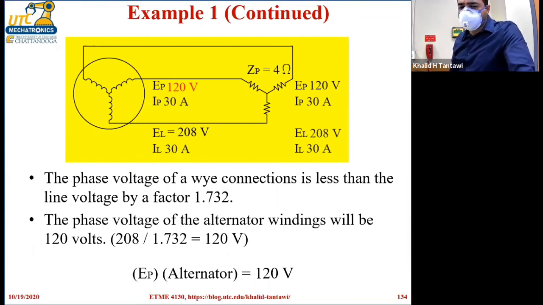Okay, let's take another example. Any questions so far? The power then would be 120 times 30 times 3. Exactly. Yeah. Okay. All right, let's take another example.